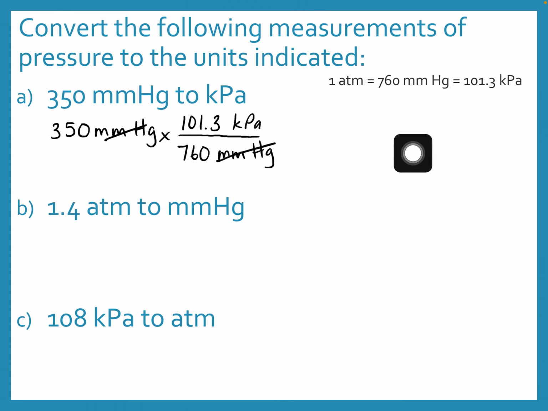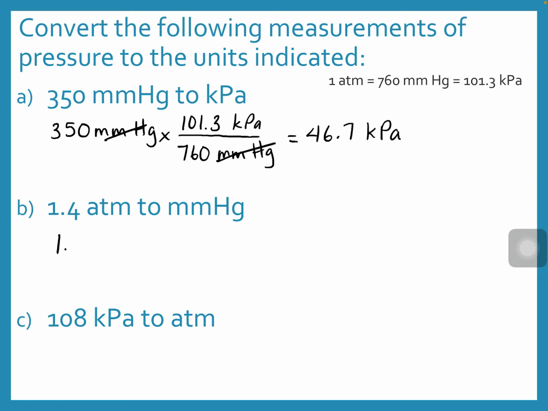So within this fraction or this ratio, these two are equal. So 101.3 kilopascals is equal to 760 millimeters of mercury. So that will give me 46.7 kilopascals. So 350 millimeters of mercury is equal to 46.7 kilopascals.